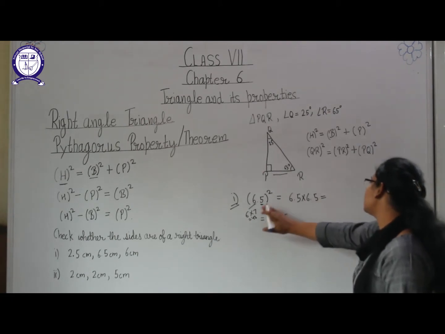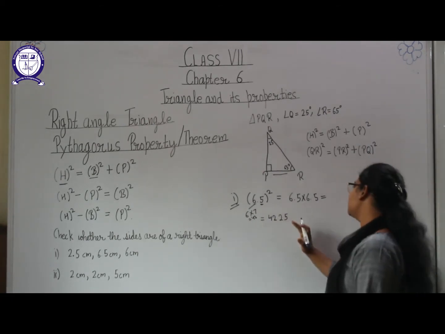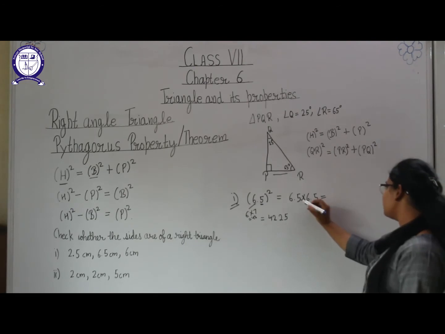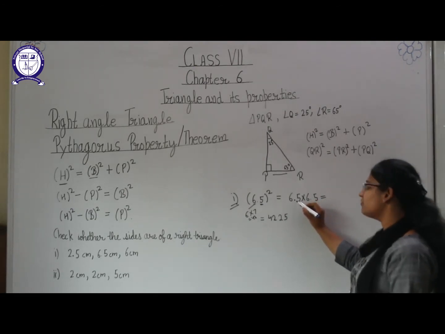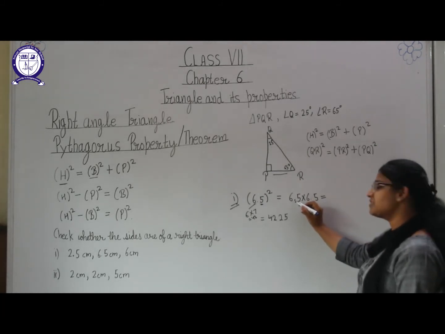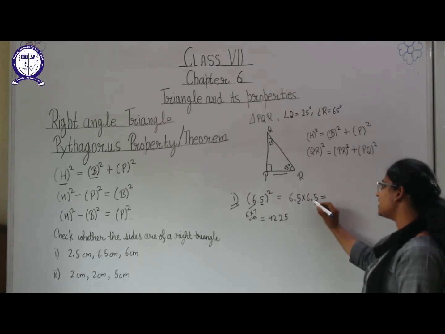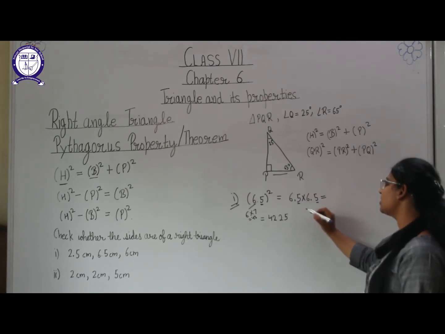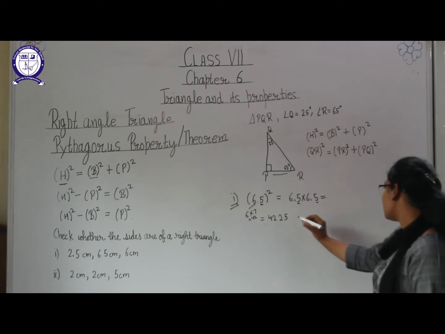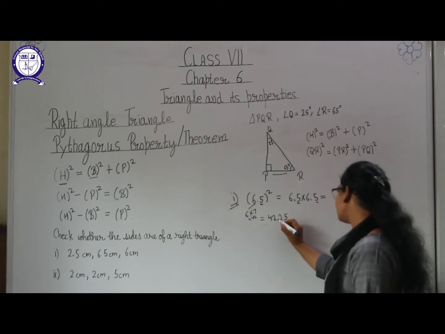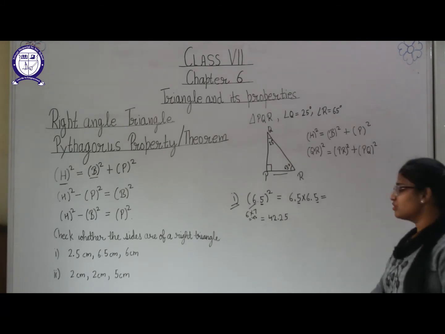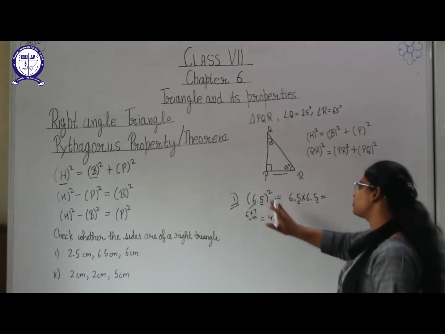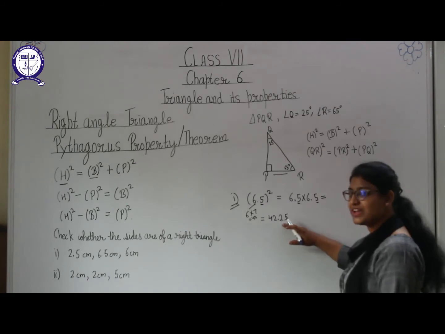But here it is 6.5. So what will we do? In multiplication, we count the digits which are after the decimal. Here after the decimal there is 1 digit, and here also after the decimal there is 1 digit. So the total is 2 digits. So here also we will count 2 digits from the end and put a decimal here. So the answer for 6.5 square is 42.25.